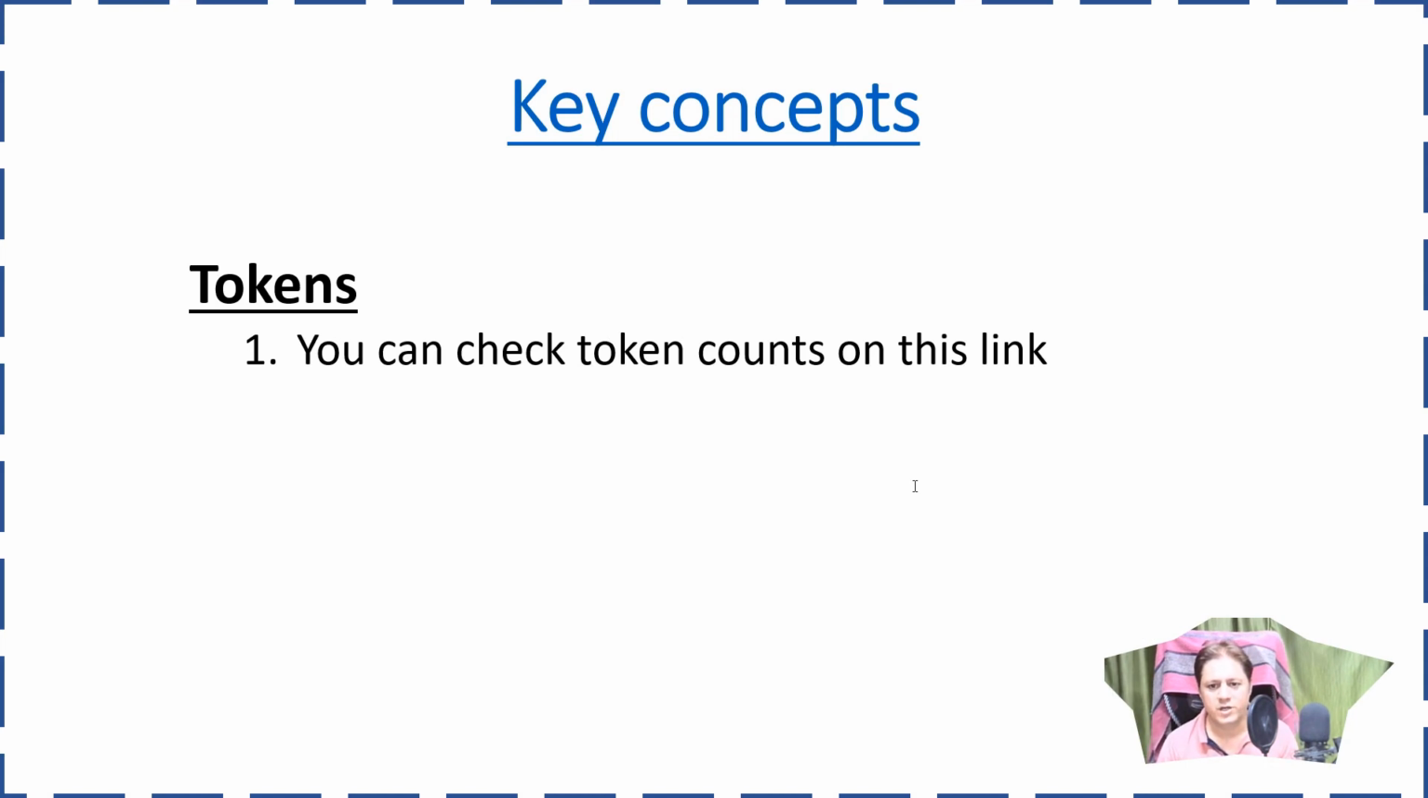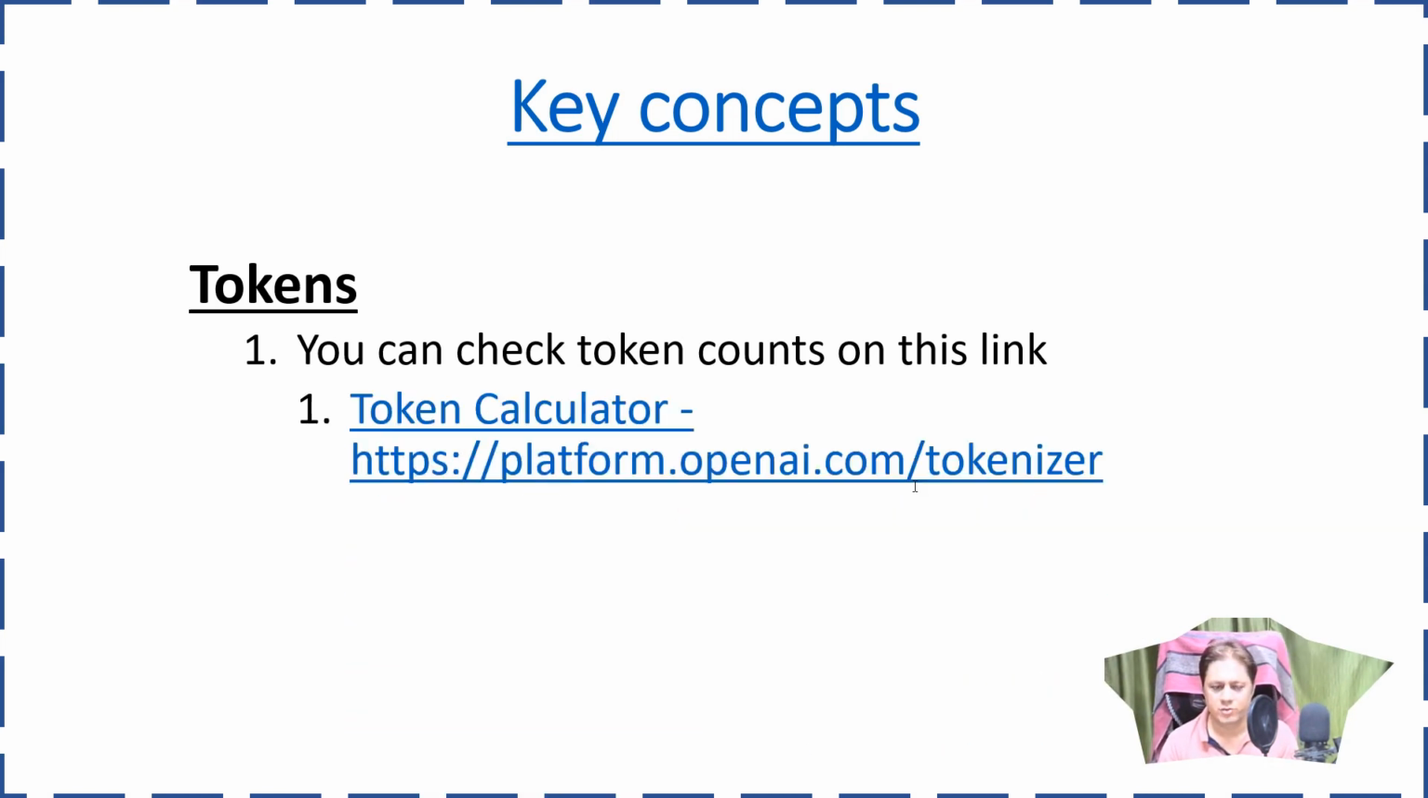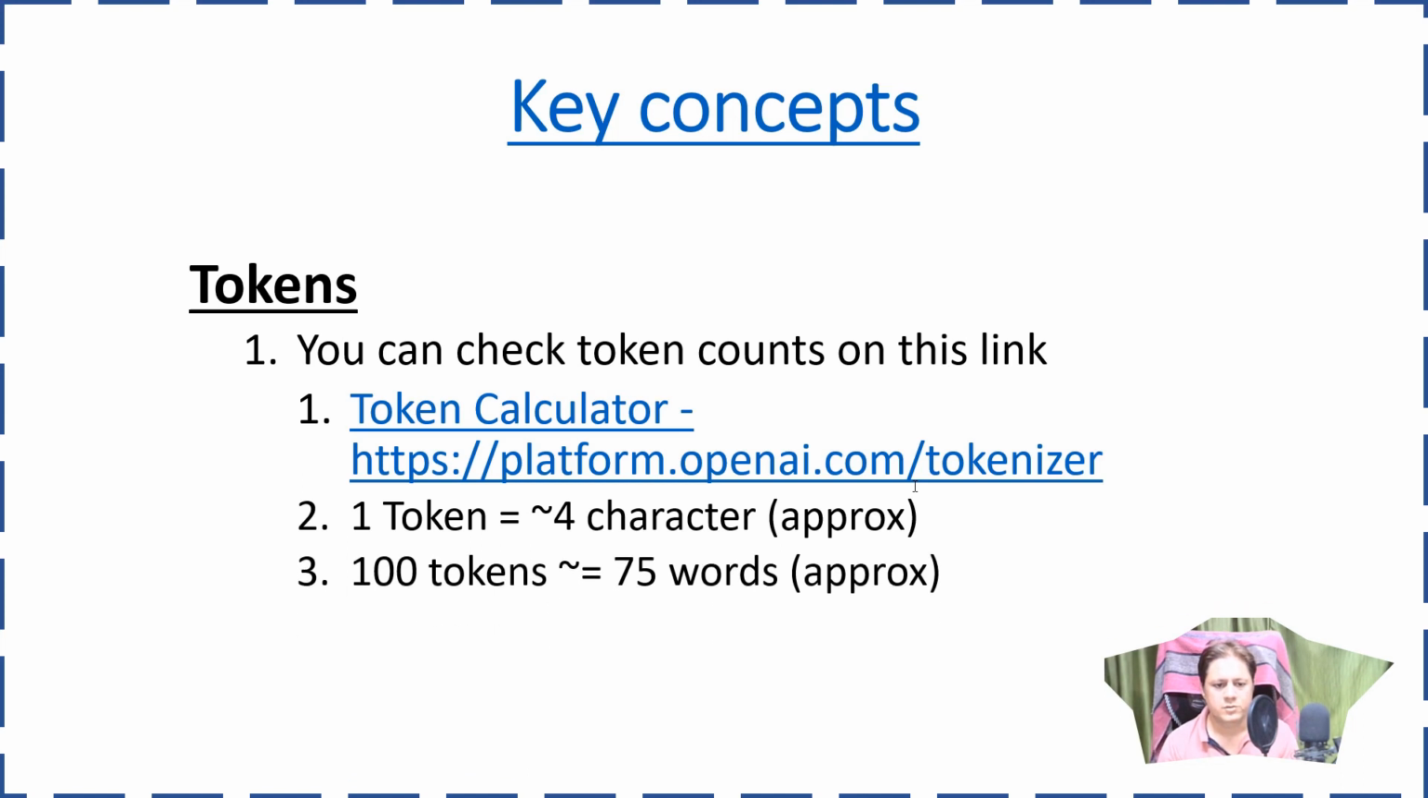So you can check token counts on this link. I have already shown you in the last video, but this is the link which you can open and check yourself. After that, the consideration is that this is an approximation. This is not a real value, but you can consider it near about the truth. So one token is near about 4 characters. You can consider 100 tokens is near about 75 words. This is again an approximate estimate.